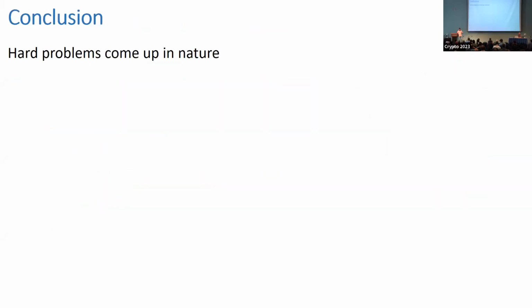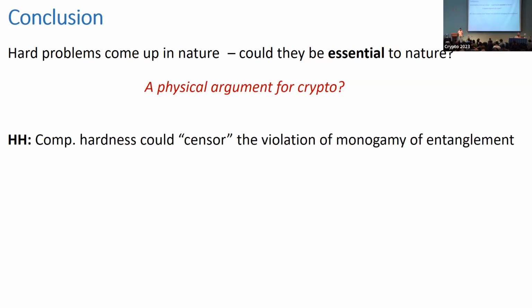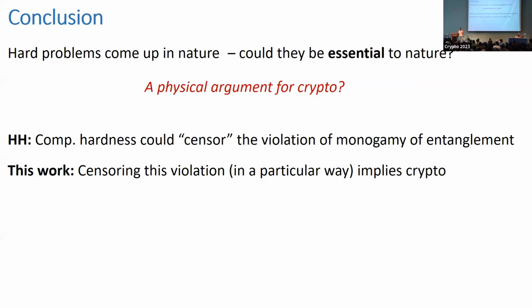Now to conclude, these hard problems come up in nature. It's possible they're essential for some reason. As I said before, you can think about them as some sort of an argument for cryptography. Harlow and Hayden concretely suggested that computational hardness could censor the violation of entanglement in this firewall paradox experiment. In this work, we showed that the opposite could also be the case. If you believe that computation should censor this violation, then you also get cryptography out of it. And it's interesting to see whether it's possible to find this kind of phenomenon elsewhere.